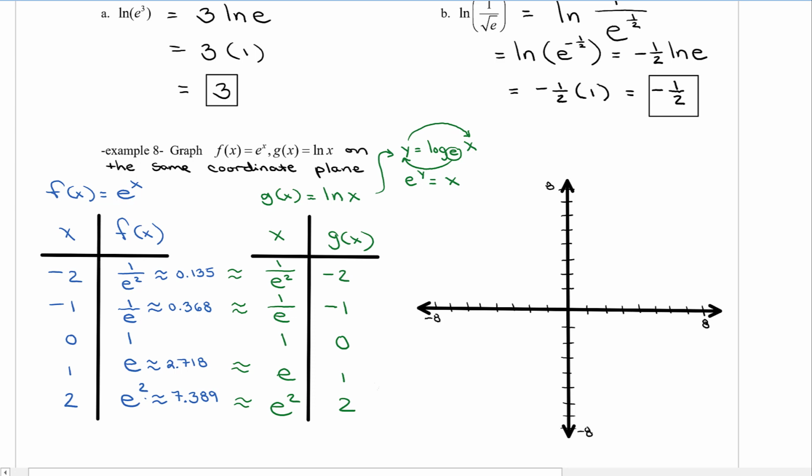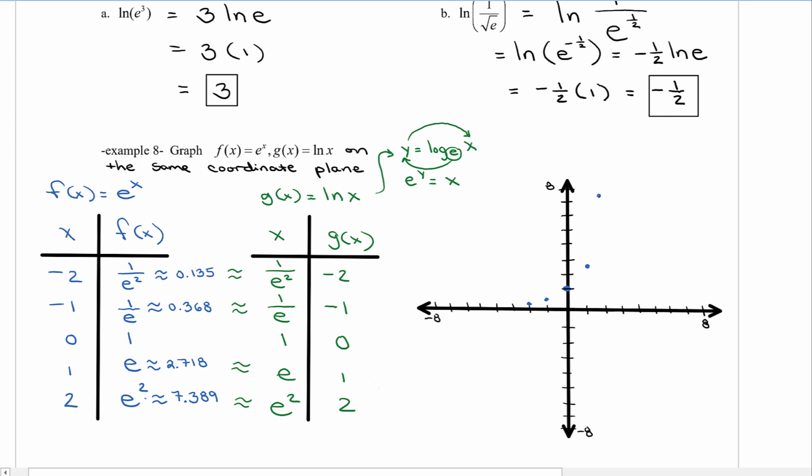So I'm going to go ahead and start off by plotting the points for f of x is equal to e raised to the x power. We're going to start off with -2, 0.135, and then we're going to do -1, 0.368, 0, 1, and then 1, e, which is 2.718, and then 2, e squared, which is 7.389. Now that I have drawn my points, I'm going to connect these points with a curve.